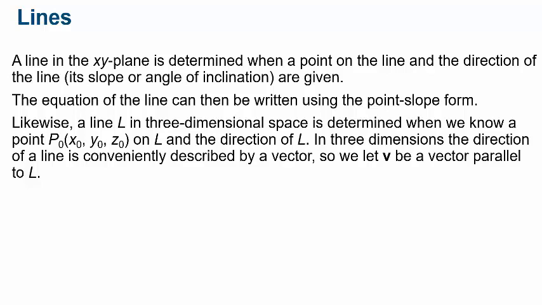Likewise, a line L, which is what we're going to be investigating, in three-dimensional space is determined when we know an initial point x0, y0, z0 on the line, and the direction of the line. So how are we going to find the direction of the line? Well, in three dimensions, the direction of a line is conveniently described using a vector, right? Vectors have direction and magnitude. So we let some vector v be a vector parallel to the line.